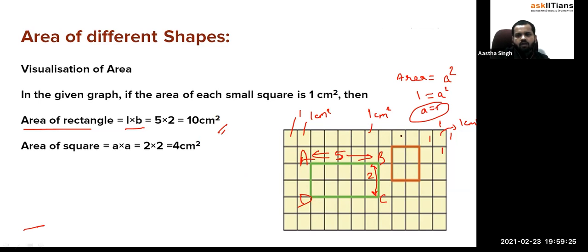In case of the square, each side is 2. So basically, the area is equal to a square, that is 2 whole square, which is equal to 4 centimeter square.